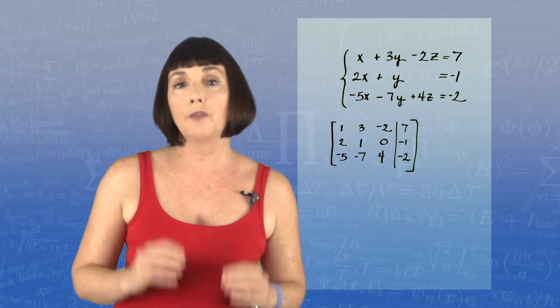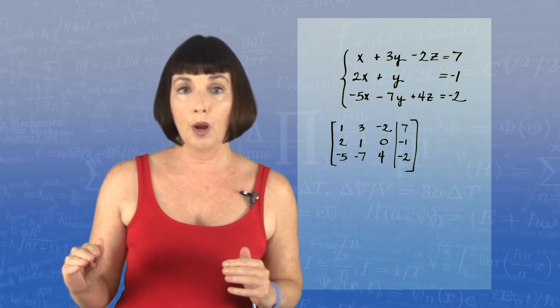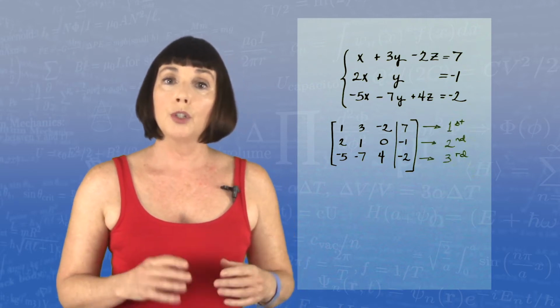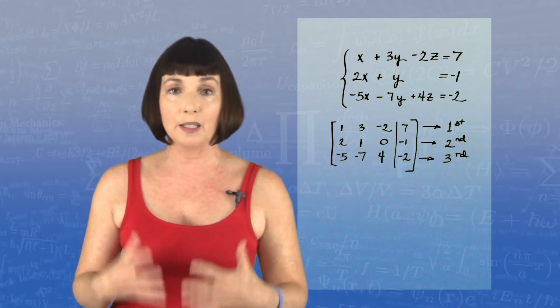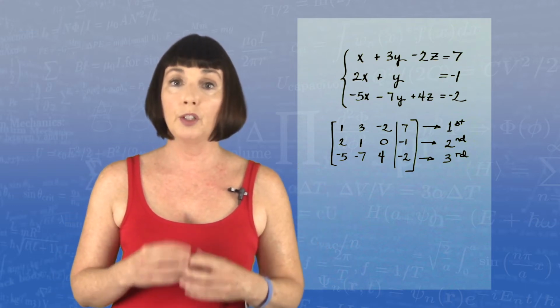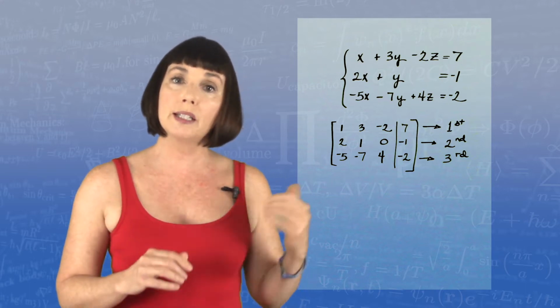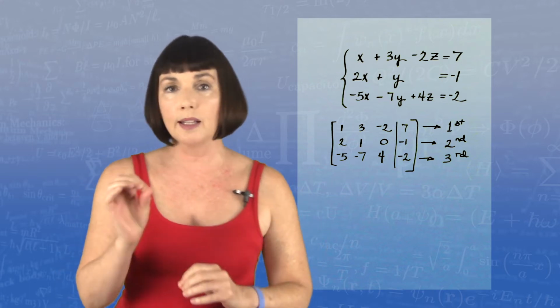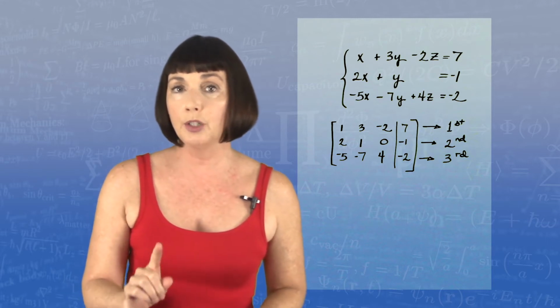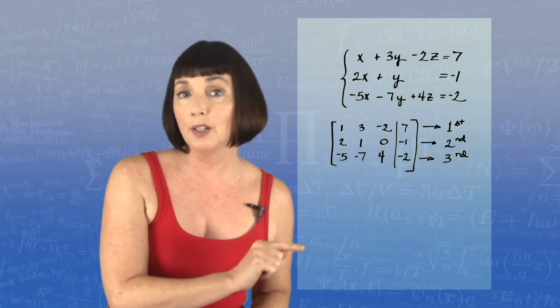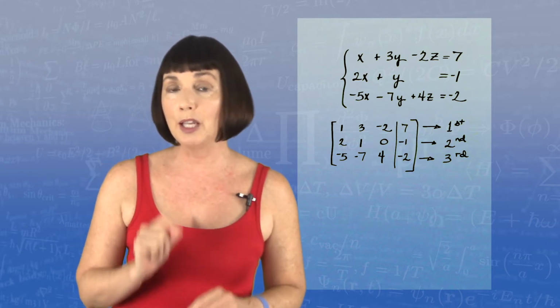Now you'll notice if I look across the top row, that corresponds to the first equation in my system of linear equations. And if I look across the second row, that corresponds to the second equation. Now notice in that second equation, we don't have a z term, so I had to put a 0 in that position in the matrix.